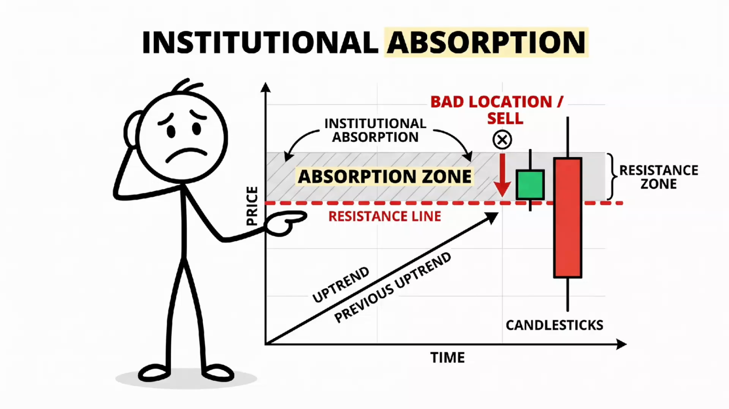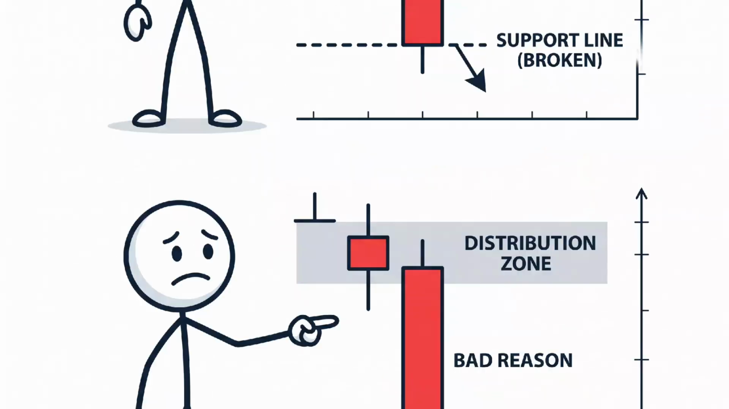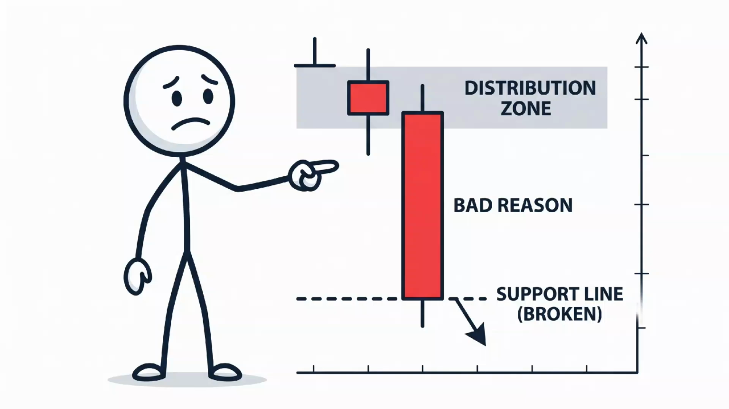This effort versus result divergence tells you that institutional sellers are heavily absorbing all incoming buy orders at the ask. Smart money is utilizing retail enthusiasm to distribute their heavy long positions into strength without allowing the price to rise further. The moment absorption is complete, the market collapses. Recognizing this mental model allows you to stay patient and avoid buying right into institutional distribution.